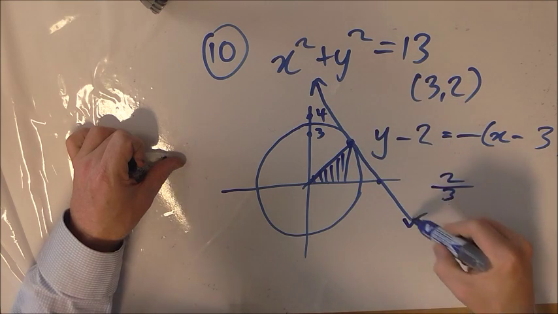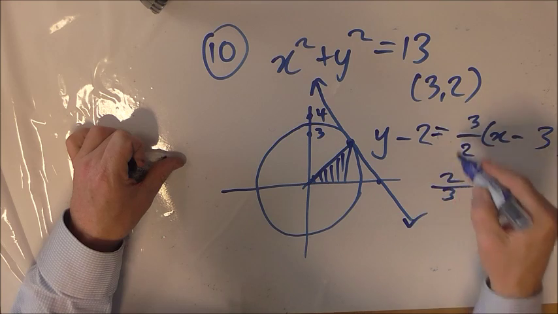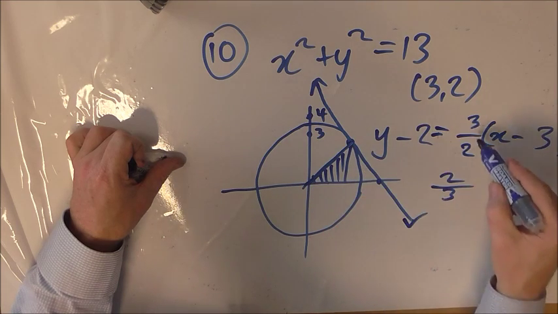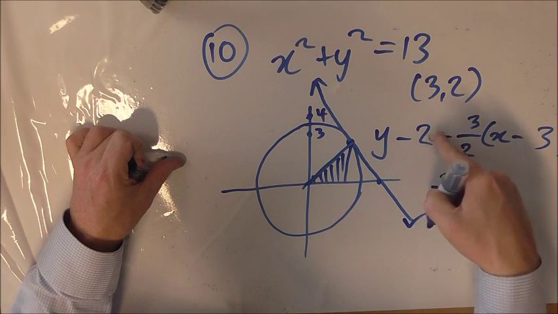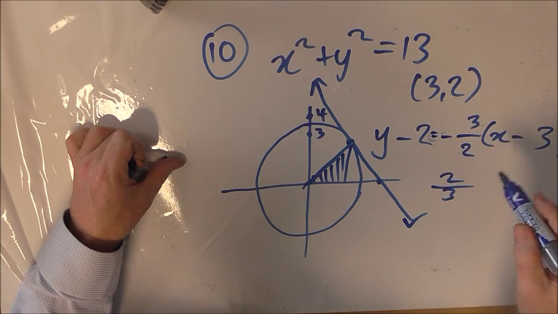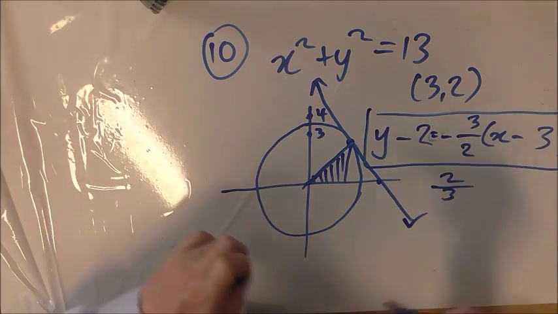Now because we wanted the line that's perpendicular to it, we turn it upside down. And because the gradient of this was positive, because it was sloping up from left to right, the gradient of this needs to be negative. When you switch from a line to its perpendicular, the gradients always need to be positives and negatives of each other. That is the answer. That is the equation of the tangent.